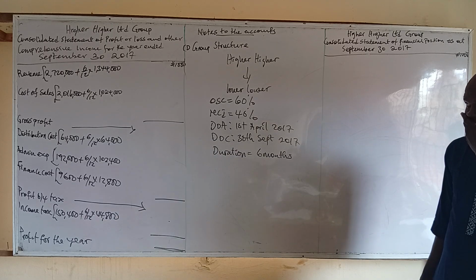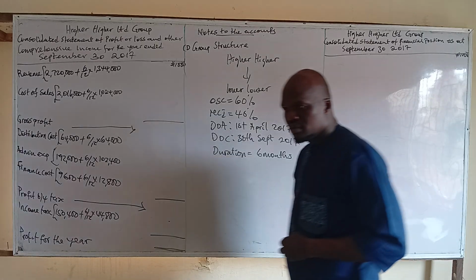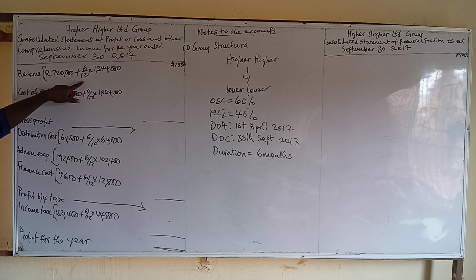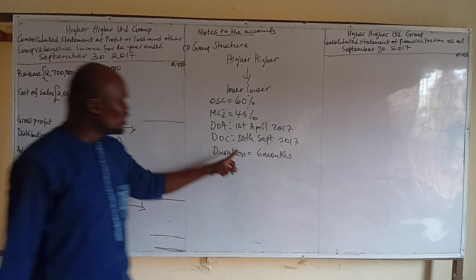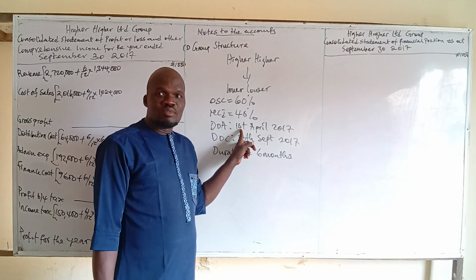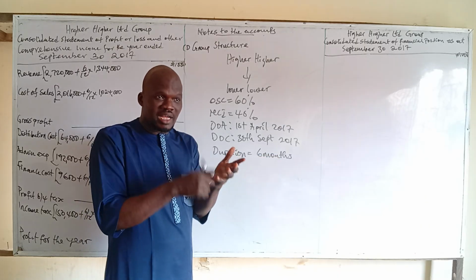Any question on this? For this one, if it's 9 months, it's going to be 9 over 12 times this. That's why I said you need to check the duration, from the date of acquisition to the date of consolidation. You use that to count it.